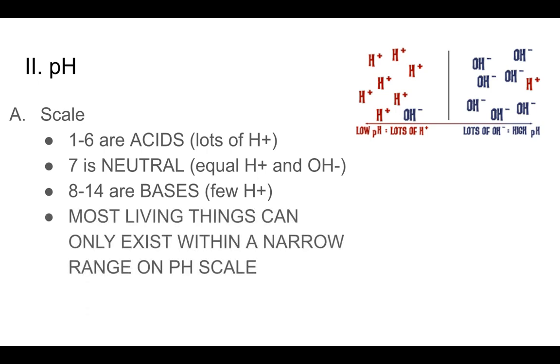So most living things can only exist within a very narrow range on the pH scale. And for us, most of the systems in our body, most of the enzymes operate, most of our internal structure hovers around the neutral value. Our blood must be relatively neutral. That's very, very important. And there is a buffering system that we might talk about in class that helps us maintain a blood pH that's relatively neutral.